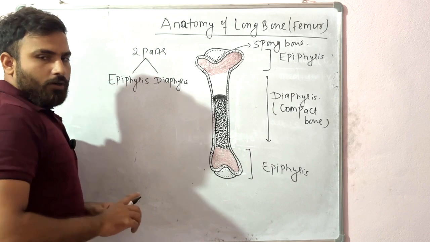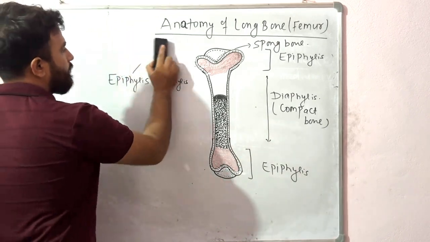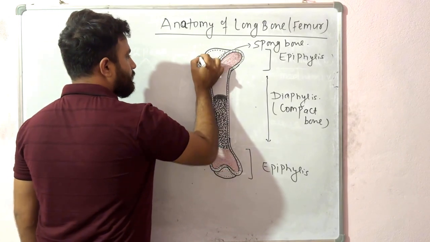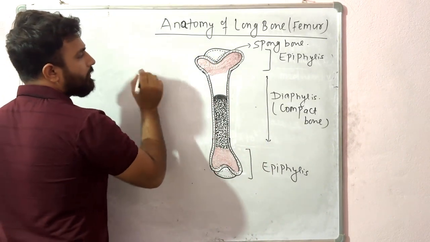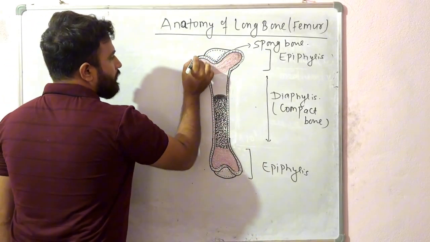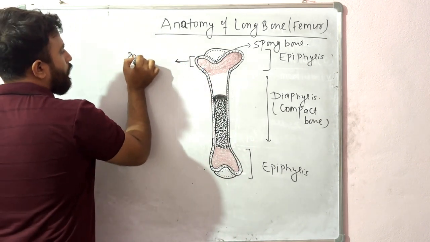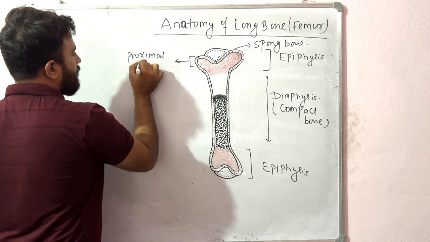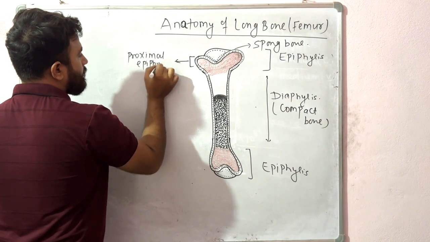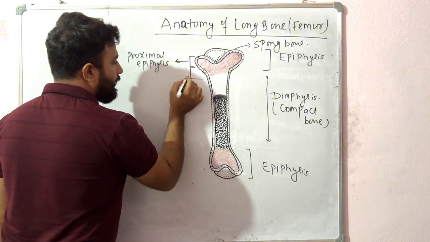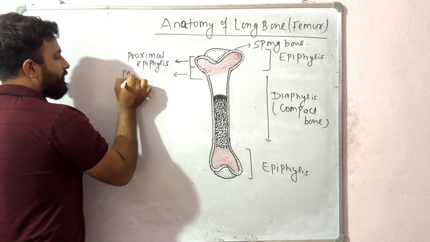If you talk about the different types of this epiphysis region, we have to understand that this epiphysis region has two other types. The tip region of epiphysis is called proximal epiphysis. And below the proximal epiphysis there is a region or area that is the meta-epiphysis.